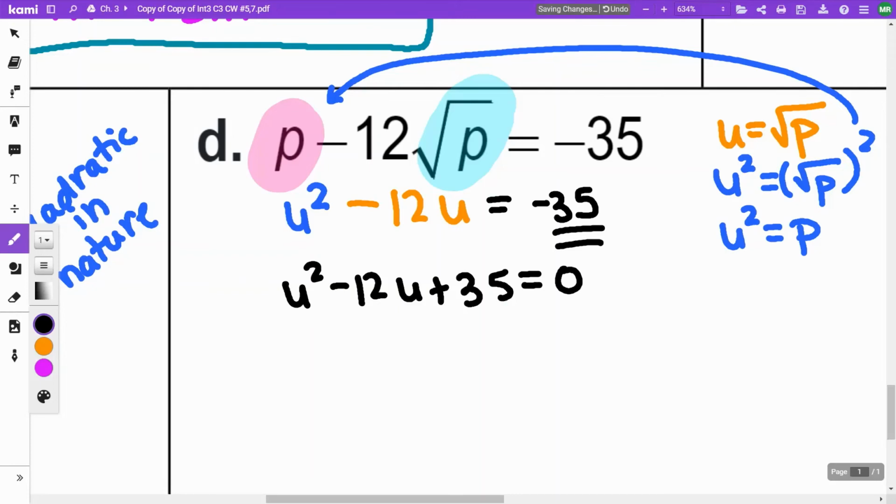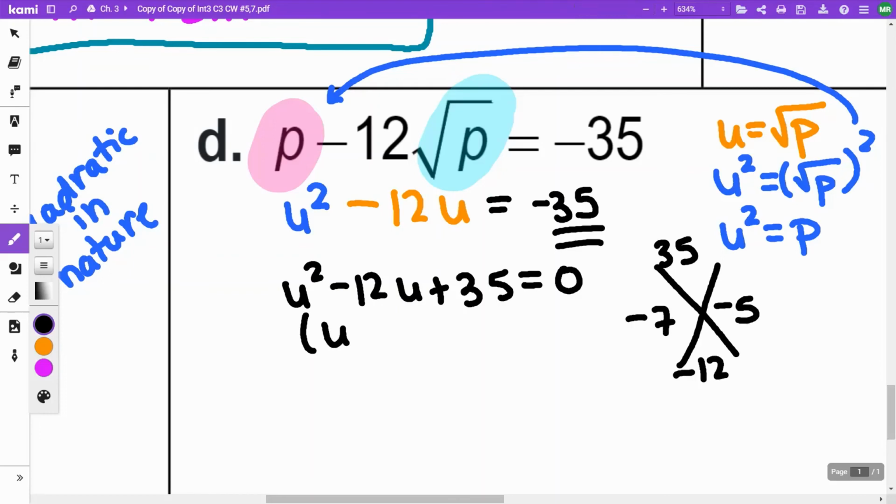When I work this out, what multiplies to a positive 35 and adds to a negative 12? A negative 7 and a negative 5. So I'm going to get u minus 7 and u minus 5 is equal to 0. So I get u is 7. Oops, I'm boxing around. I wish that was my answer. And u is 5.